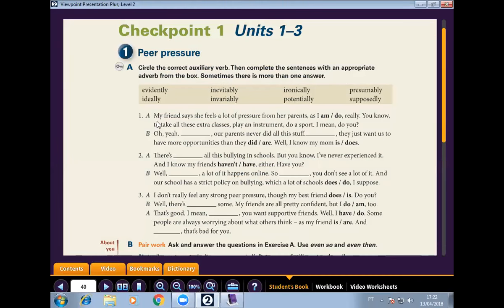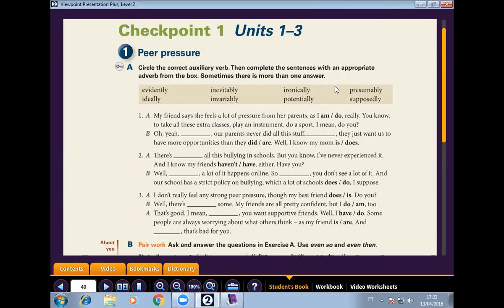Well, coming back, we have here, my friend says she feels a lot of pressure from her parents, and then we have as I am and as I do. Since the sentence says, my friend says she feels, and I feel pressure too, the correct answer is do. So remember, you have to pay attention to the original sentence, the one it is being connected to. In this case, we have no verb to be here, so there is no reason to check am. So the correct is do. You know, to take all these extra classes, play an instrument, do a sport, I mean, do you?